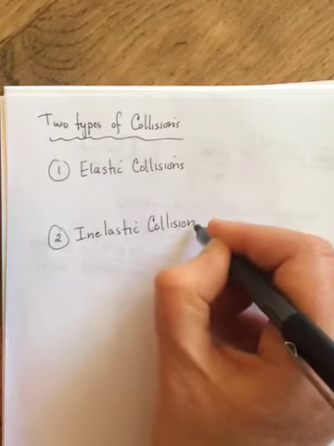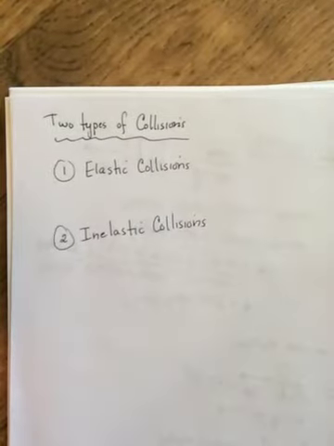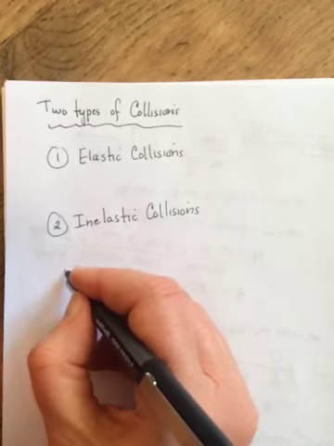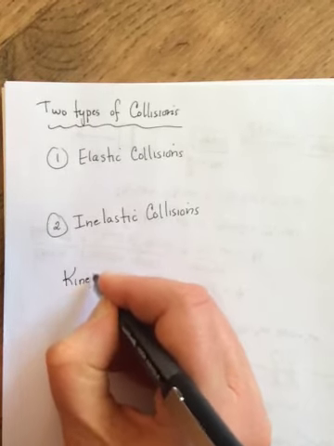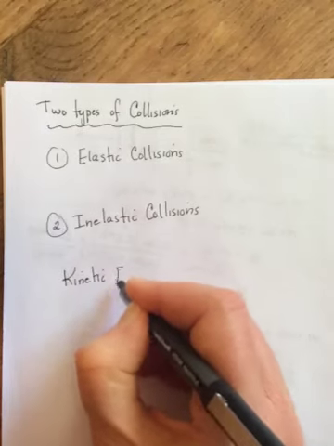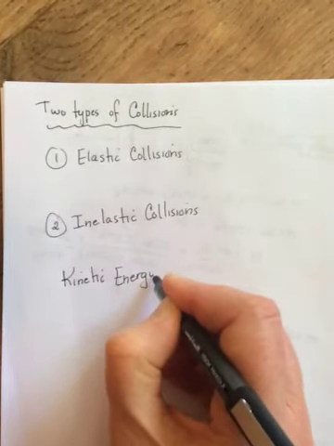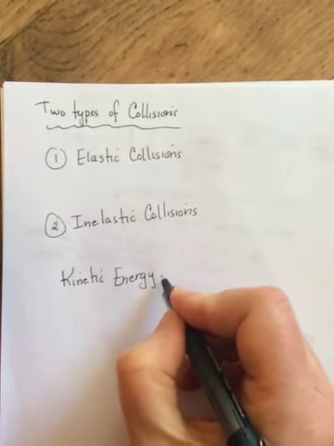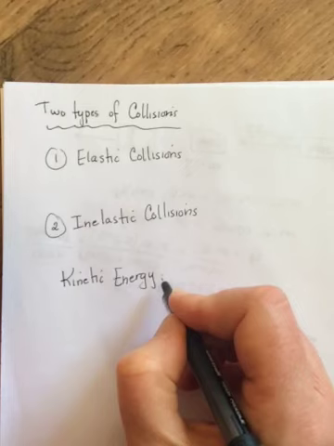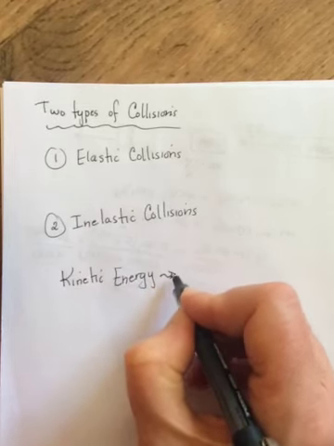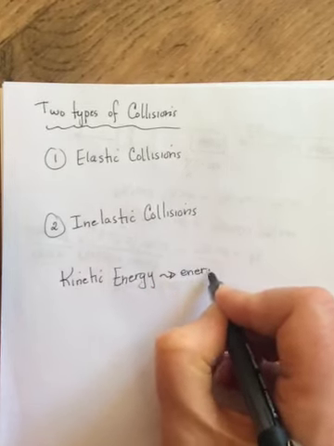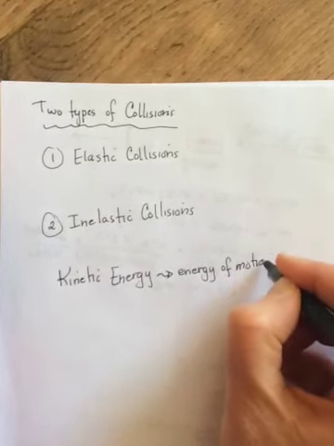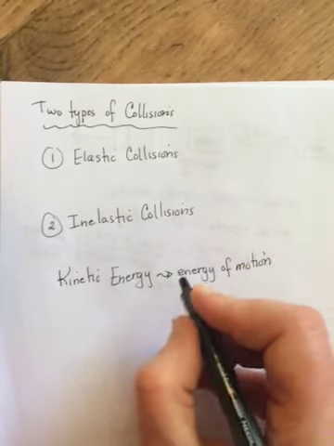And whether or not a collision is elastic or inelastic is all dependent on a quantity called kinetic energy. Now we haven't done energy yet in this course. It's actually coming up. We'll be into it by next week. So you don't know that energy is measured in joules, and you don't know that kinetic energy is energy of motion. Energy of motion. So anything that's moving has kinetic energy.